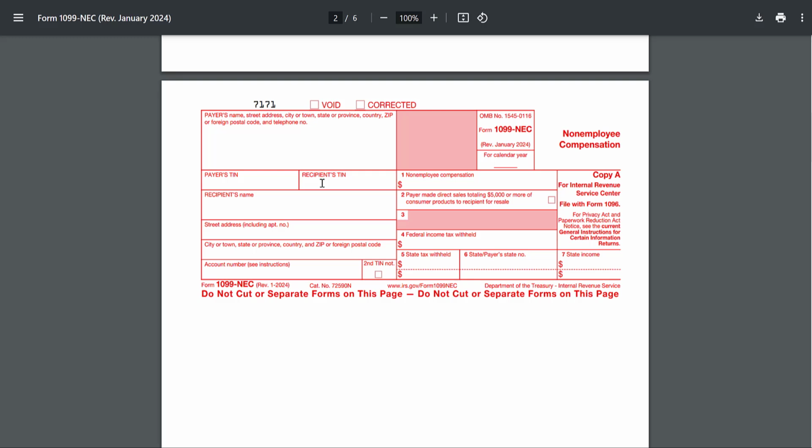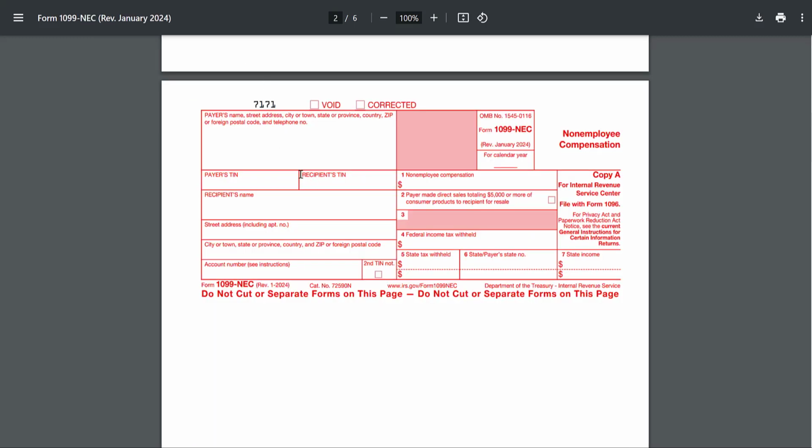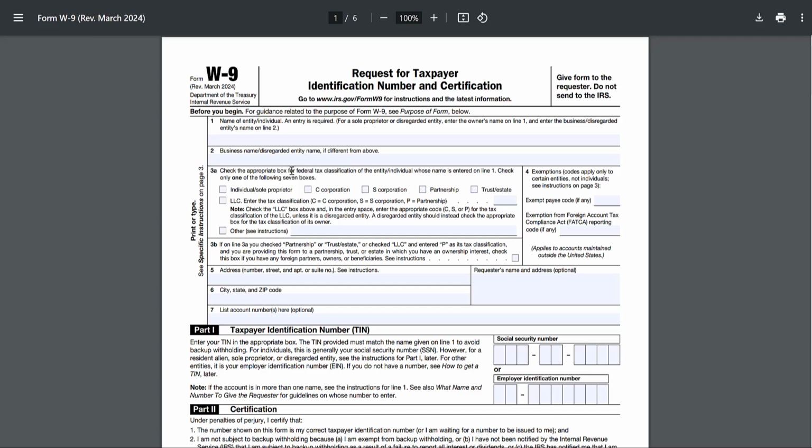Recipient's TIN. So this is the recipient's tax identification number. And you're probably saying, well, how the heck do I get that? Should have sent them this W-9, right? So this W-9, you're going to get this information, and they're going to put their social security number or their employer identification number right here, okay? So whichever number they put here is what you're going to put in the recipient's TIN box, okay? You're also going to put their name, their street address, their city, town, state, all that good stuff. That information, again, can come from the W-9.